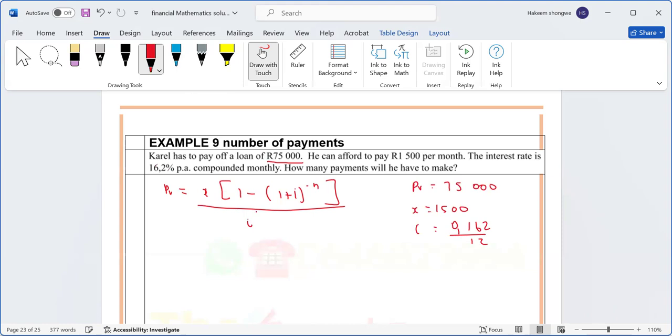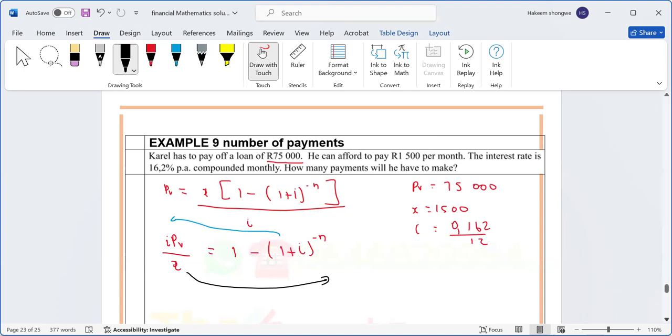So what are we looking for? We're looking for N. Since we're looking for N, here's what I'm proposing. Let's first multiply with I on both sides, and then we have I times PV. And then from here onwards, we divide by X. If we divide by X, we're left with 1 minus (1 plus I) to the power of minus N. Now, what are we going to do? I'm proposing that we take this whole bracket, which is negative, to this side, but at the same time, let's take this other term to the other side.